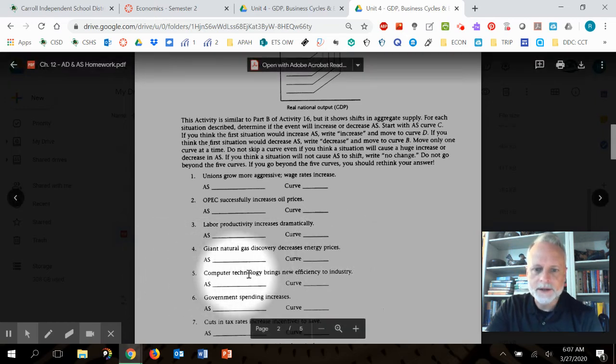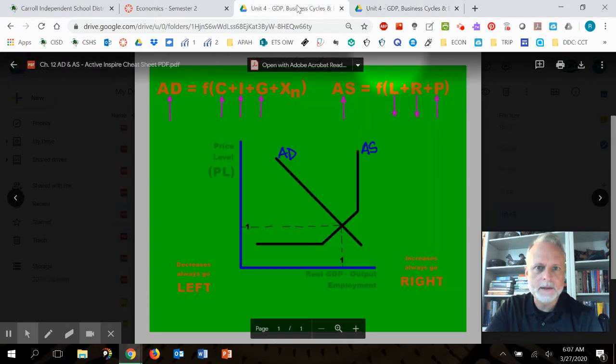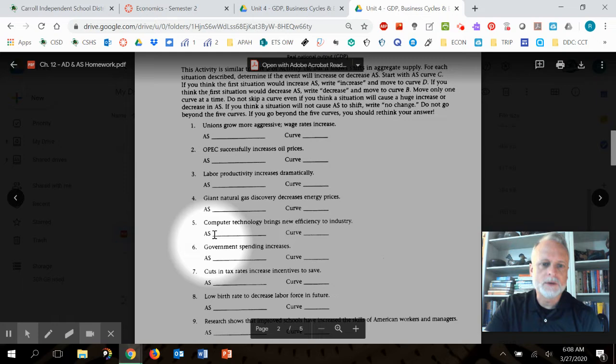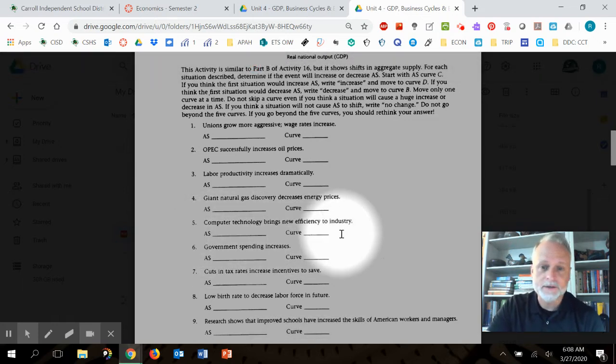Computer technology brings new efficiency to the industry. Let's click back here. There's productivity. There's aggregate supply. Our answer should be increase, and I've lost track of which curve that we're on. All right, let's go back here. B, A, back to B, back to C, right? So computer technology brings new efficiency. That should go to curve D.